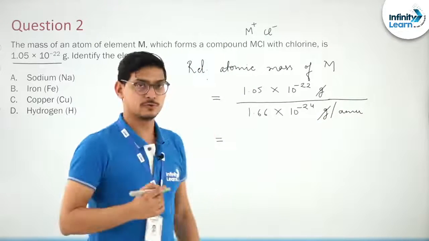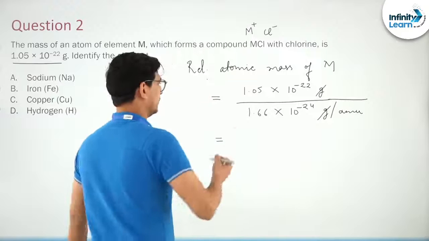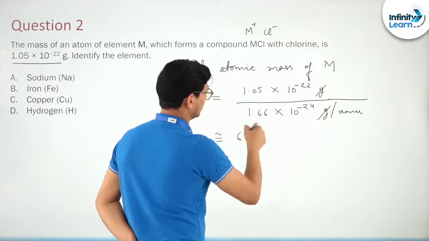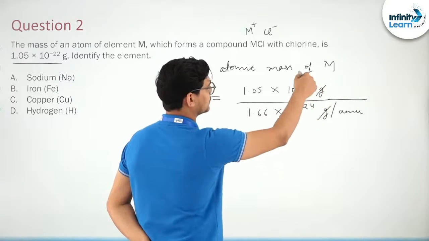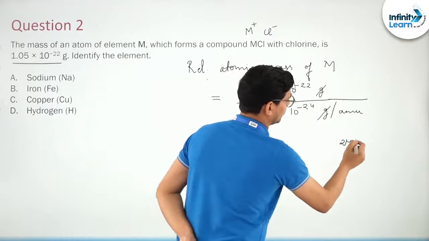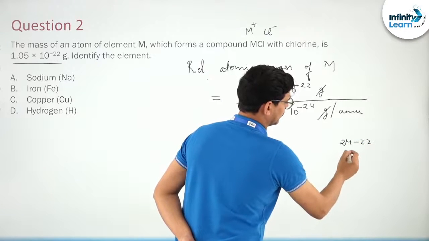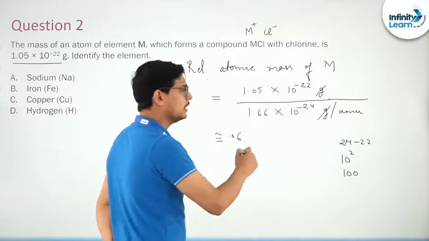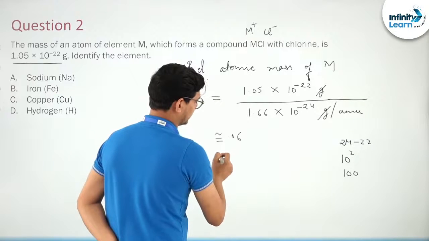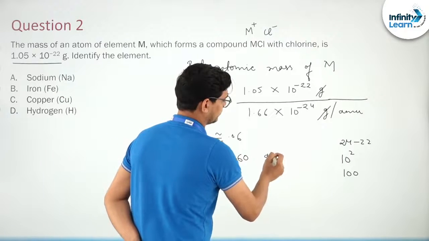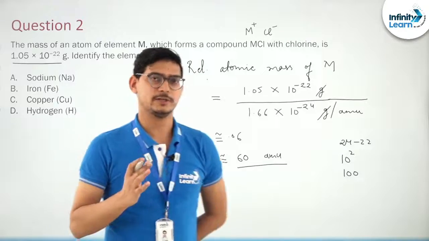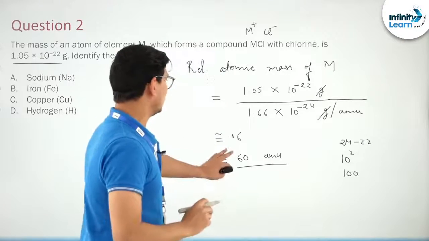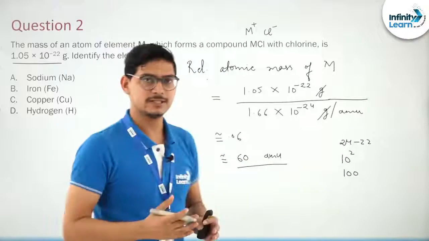So I hope by now you have calculated this value. This works out to be how much? This is approximately, I think, 60 something, right? It's something like 60 because if 24 goes in the numerator, it becomes 24 minus 22, that is 10 raised to the power 2, which is 100, and this is I think 0.06 something, right? You can work it out, it's simple mathematics. So this gives us approximately 60 AMU. See, I always avoid doing exact calculations if I know that the chances of error are minimum. So the atomic mass of the element M is approximately 60 amu.